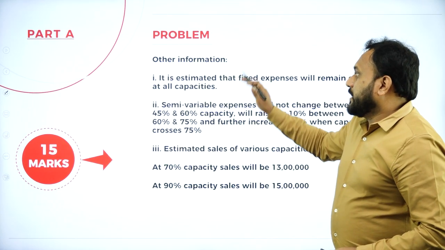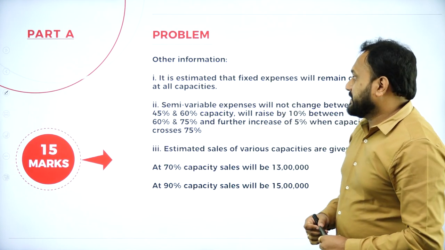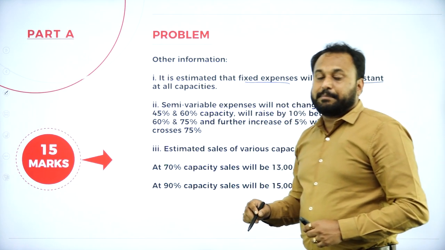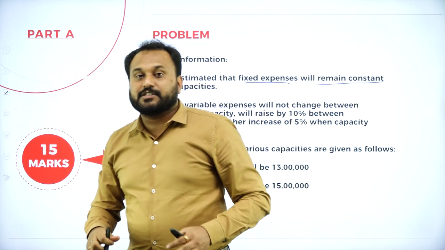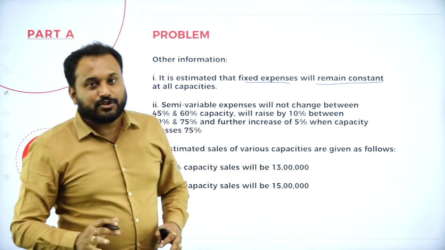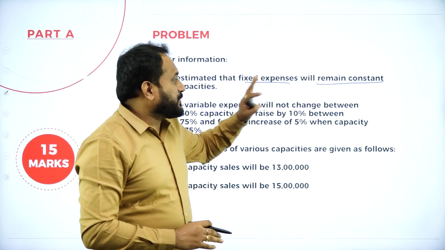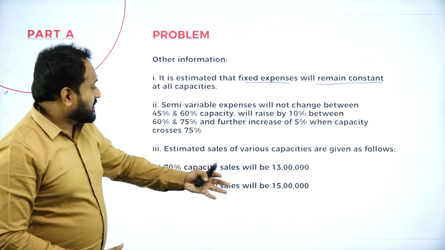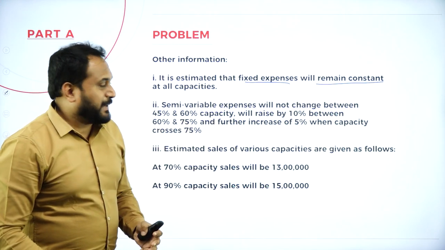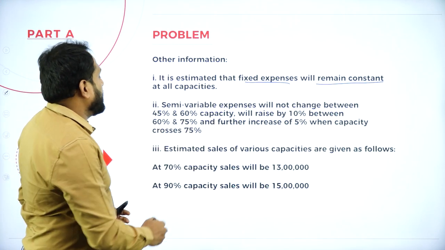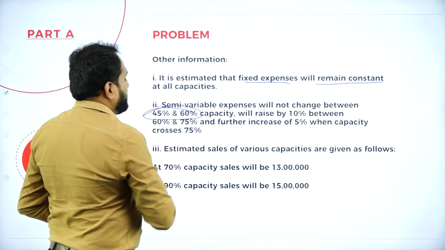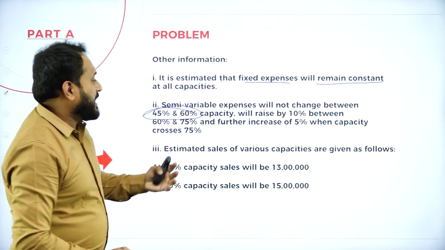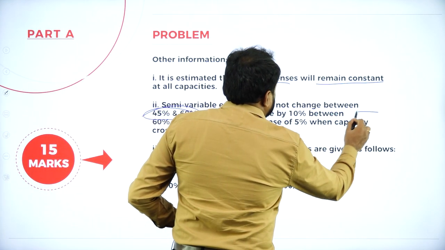Now here, what is the other information? It is estimated that fixed expenses will remain constant at all capacity. Fixed expenses should always be constant. That's why they are called fixed expenses. Now, semi-variable expenses will not change between 45% to 60% capacity. It will rise by 10%. I'll come back to exactly what happens there.